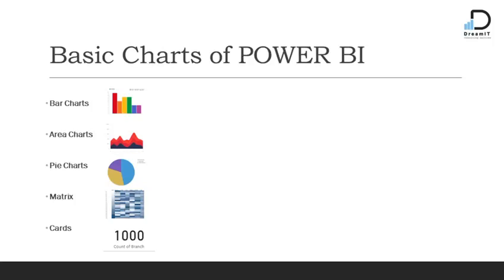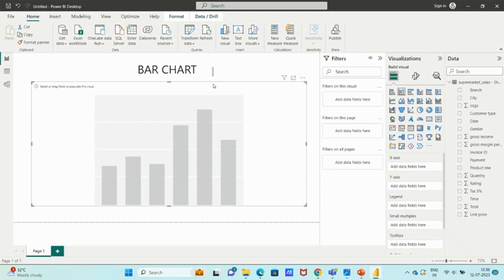In this video, we are going to cover the basic charts in Power BI. So some basic charts are bar chart, area chart, pie chart, matrix and cards. Now let's come and see how to use different charts to analyze our data. So this is an example of some basic charts in Power BI.